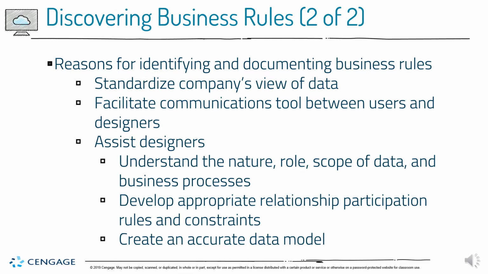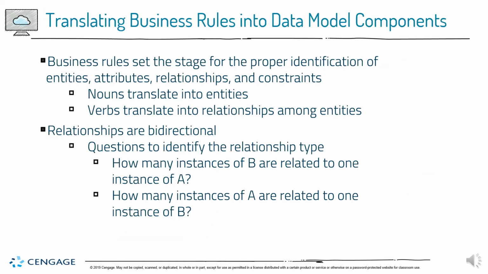It allows the designer to understand the nature, role, and scope of the data. It allows the designer to understand business processes. It allows the designer also to develop appropriate relationship participation rules and constraints and to create an accurate data model. Business rules set the stage for the proper identification of entities, attributes, relationships, and constraints.